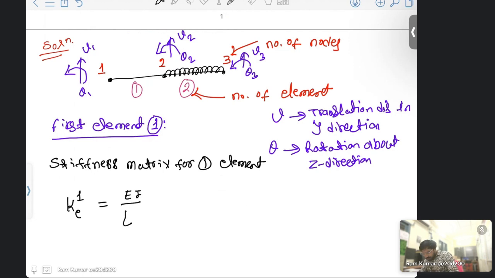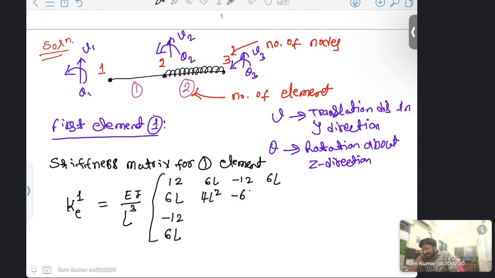EI by L cubed, and the matrix: 12, 6L, minus 12, 6L; then 6L, 4L square, minus 6L, 2L square; then minus 12, minus 6L, 12, minus 6L; and again 2L square, minus 6L, 4L square.